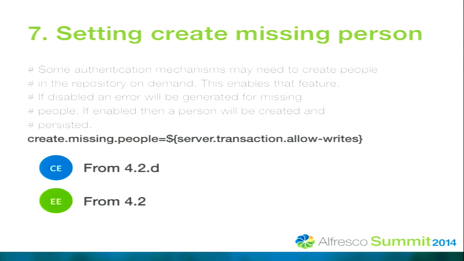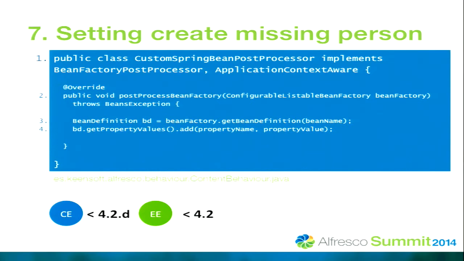From Alfresco 4.2, this is very easy because we have a property on alfresco-global.properties, so we can go and say false, and it's all right. But in previous versions, there is no way to set this. So we can use this Spring Bean facility, the Spring Bean post-processor class, and that allows us to set values for Spring Beans after initialization.